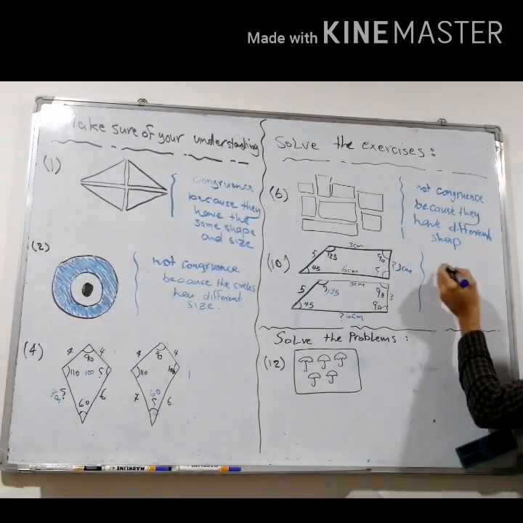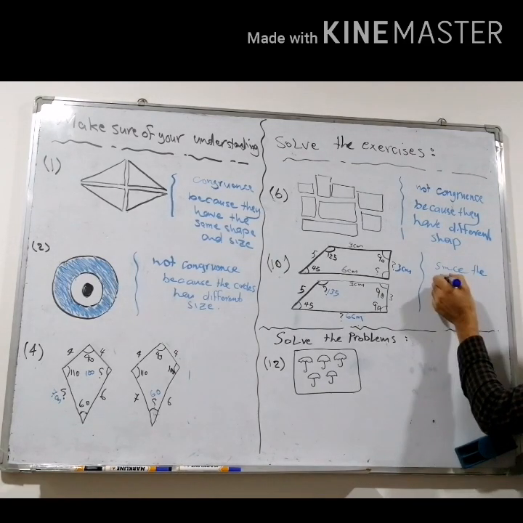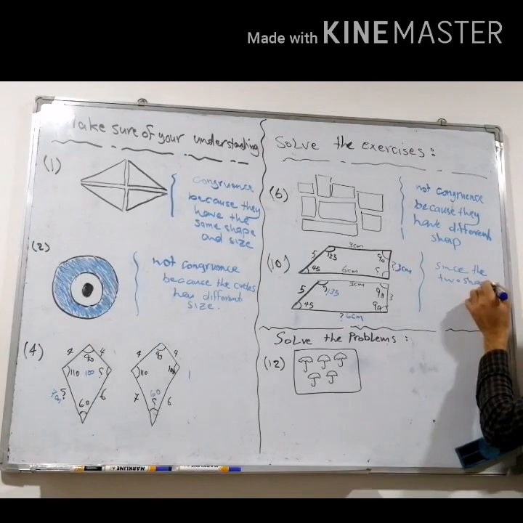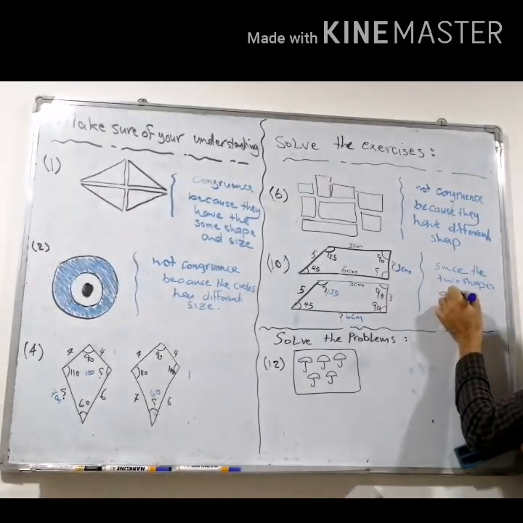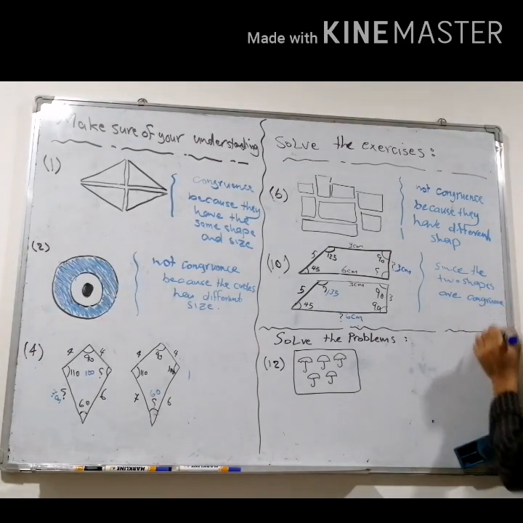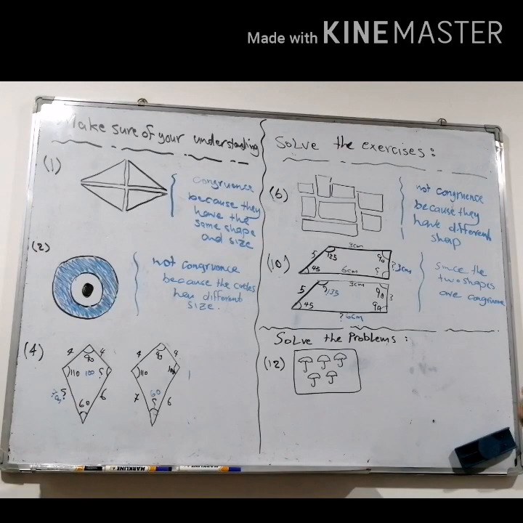All of this is because the two shapes are congruent. Why? Because if they are congruent, then they have the same length for corresponding sides and the same measurement of angles for corresponding angles.